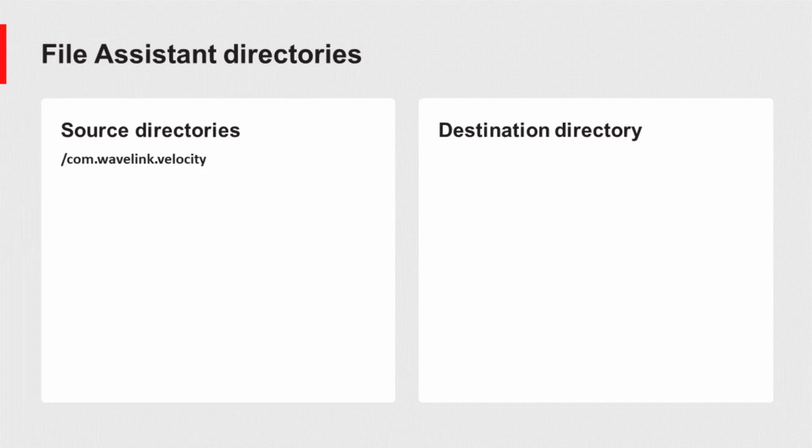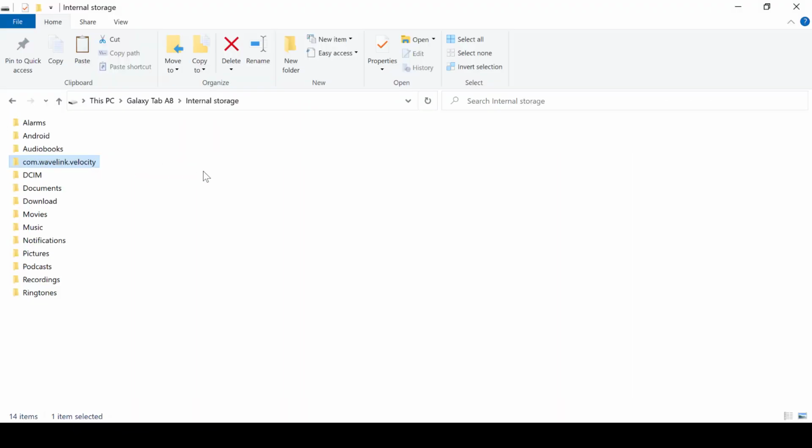The first place that Velocity File Assistant looks is in the com.wavelink.velocity directory. Android storage usually labels the place where this folder is located as internal storage, although different manufacturers may give it different names. I've got a device connected to my computer now, and you can see on this device that the File Explorer is calling it internal storage. Again, this is the first place File Assistant checks.